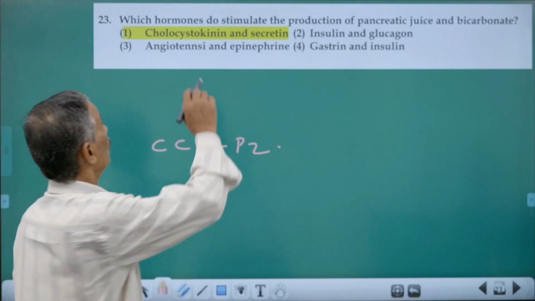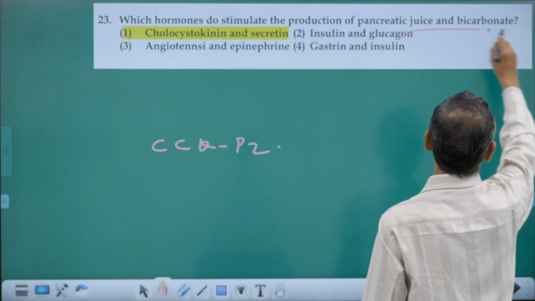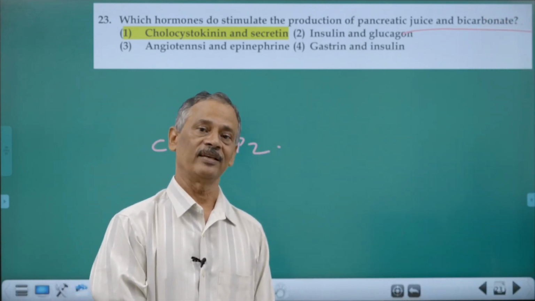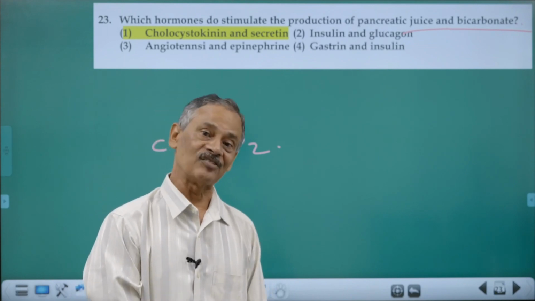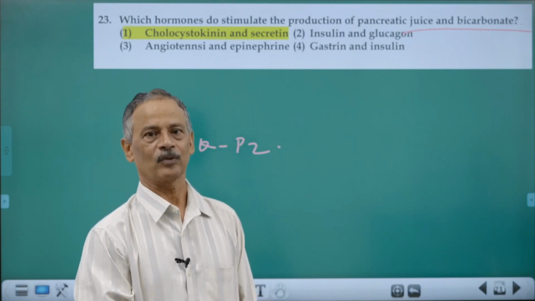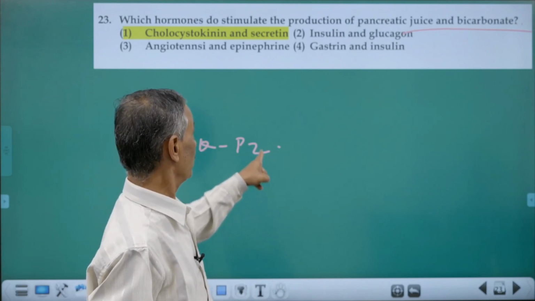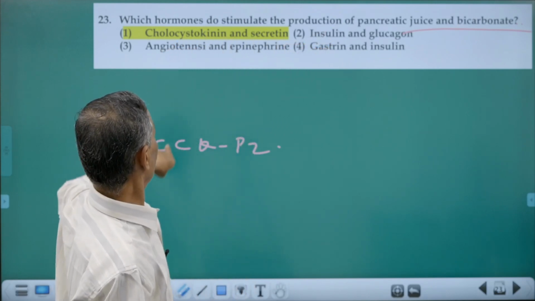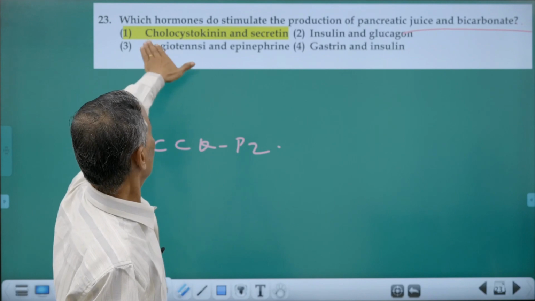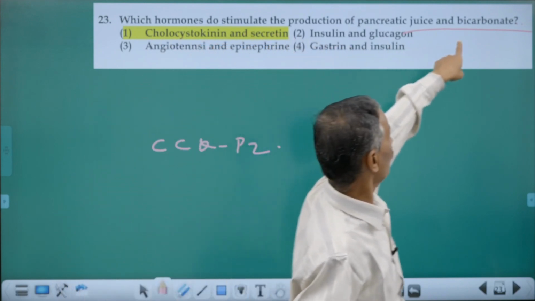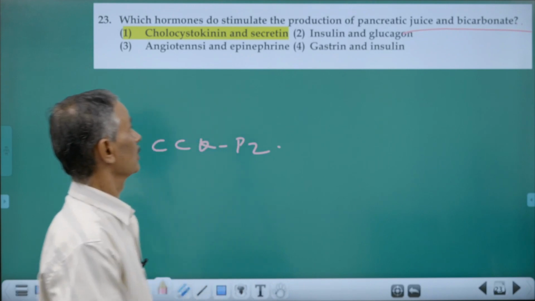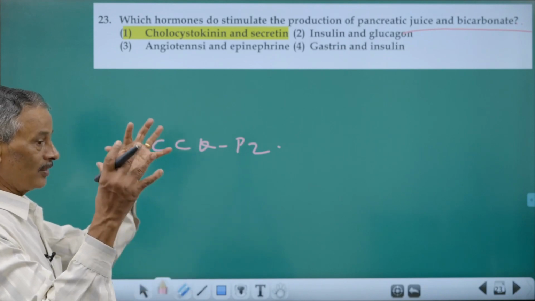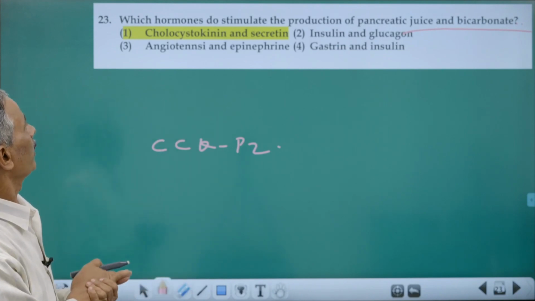So, production of pancreatic juice and bicarbonate, that is the clue word. Bicarbonate is the first secretion. The second secretion contains the enzyme part of the pancreas. That is under the control of pancreozymin-cholecystokinin. So the enzyme part of pancreatic juice is under the control of CCK, cholecystokinin, and secretin is responsible for the bicarbonate. Clear? Cholecystokinin is responsible for the contraction of the gallbladder.